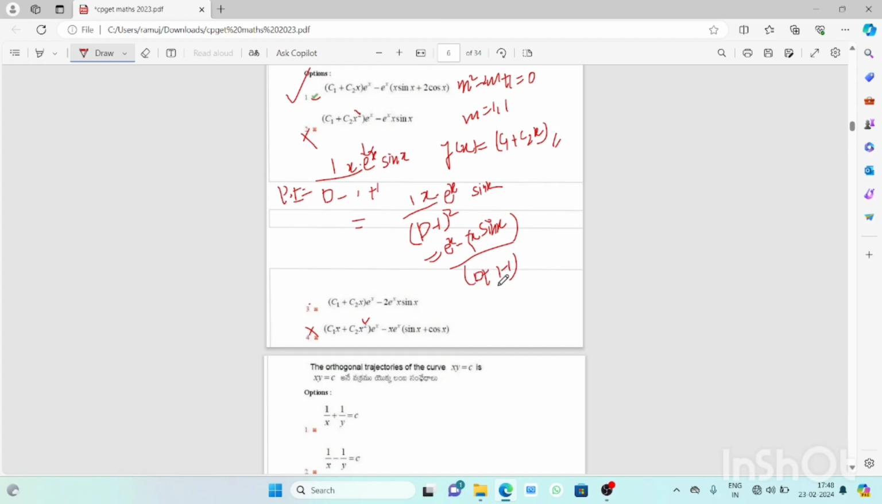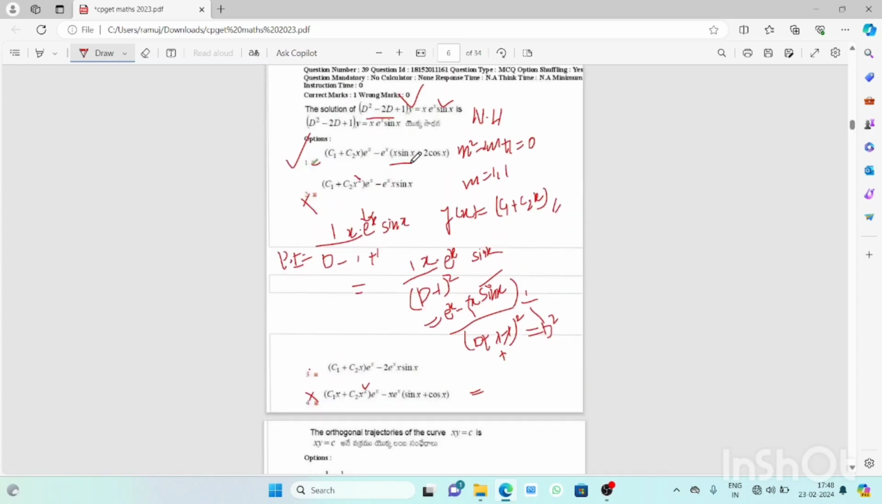Why am I writing 1 here? Because the coefficient of e power x is only 1, so I substitute that 1. This 1 will be cancelled, and we get d square in the denominator. If you integrate twice, since 1 by d means integration, we have to integrate x sin x twice, and we will get e power x into x sin x plus 2 cos x. So this is the correct option.